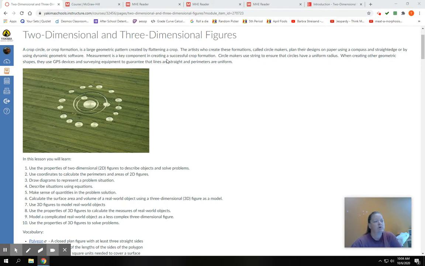Measurement is a key component in creating a successful crop formation. Circle makers use string to ensure that circles have a uniform radius when creating other geometric shapes. They use GPS devices and surveying equipment to guarantee that lines are straight and perimeters are uniform. Right, and here we have a little example of a crop circle.